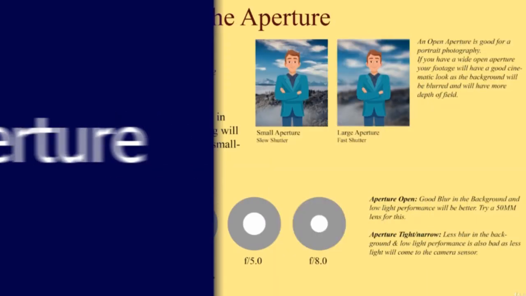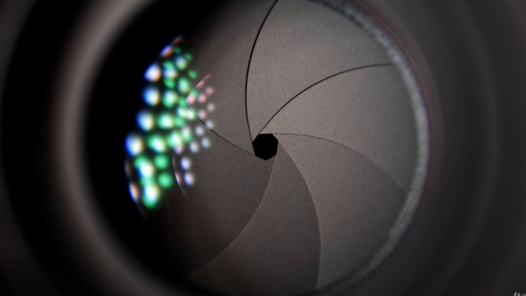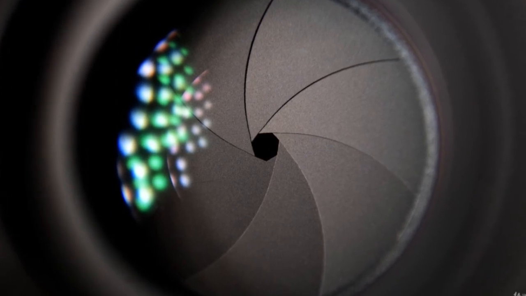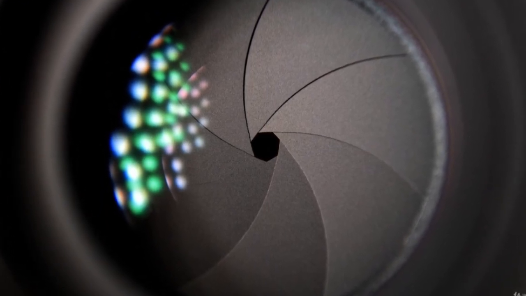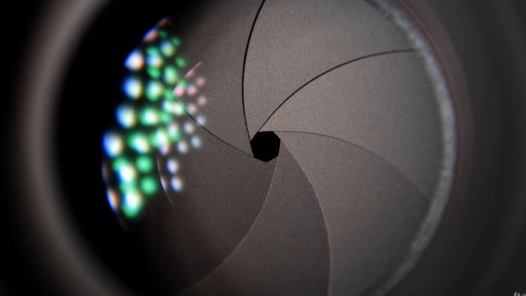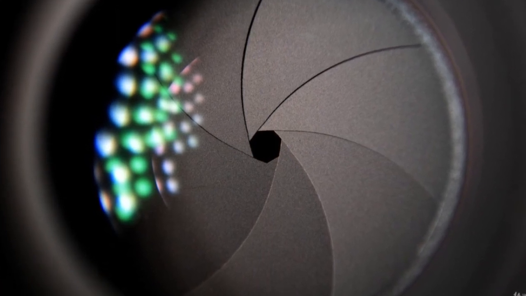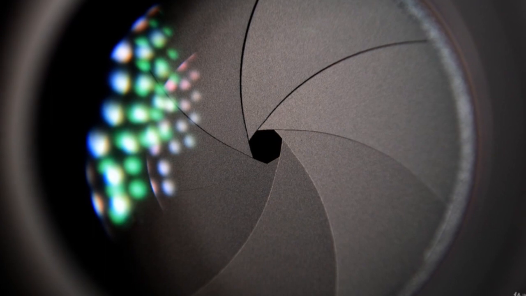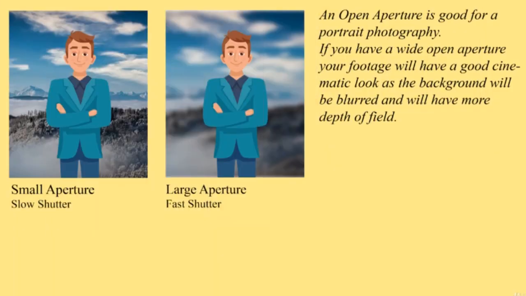Now it's time to talk about a closed aperture and how it is going to affect your footage or exposure. A narrow or tight aperture, or a closed aperture, allows less light to pass through the camera. And that's why it has a very bad performance in low light environments. It also gives less blur in the background and that doesn't look like a normal cinematic view.